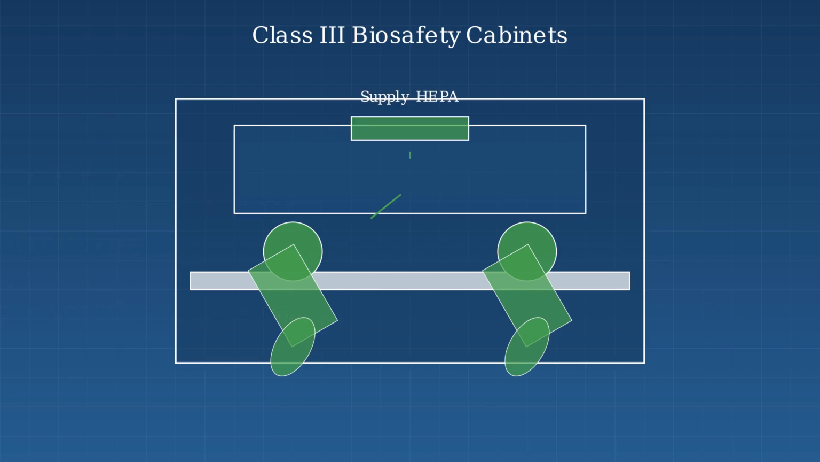Class 3 BSCs use HEPA-filtered supply air to maintain a pathogen-free working environment. The exhaust air is also HEPA-filtered, providing a crucial second layer of protection to prevent any release of dangerous pathogens.